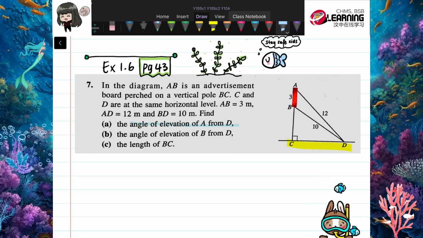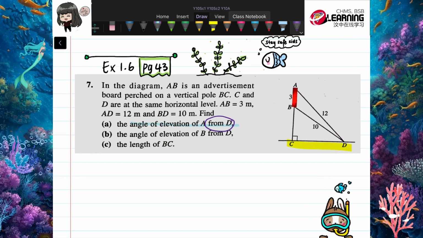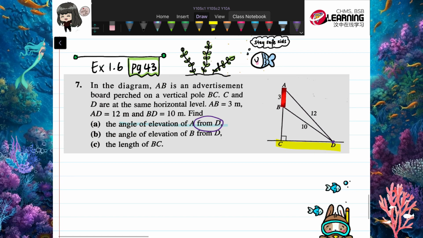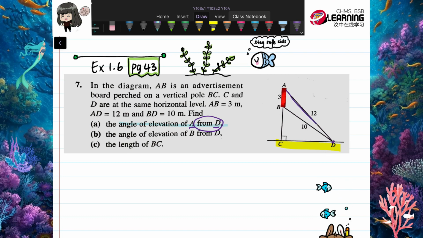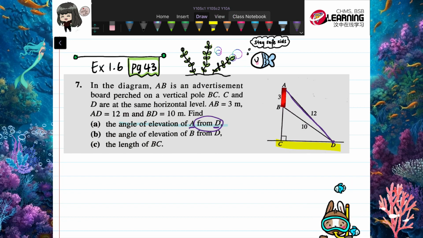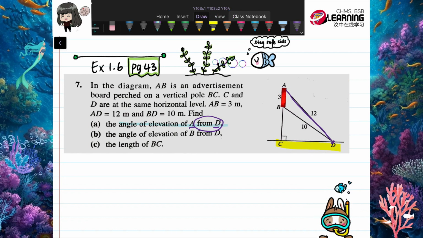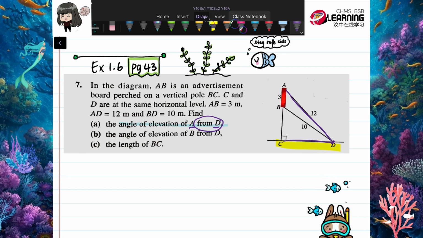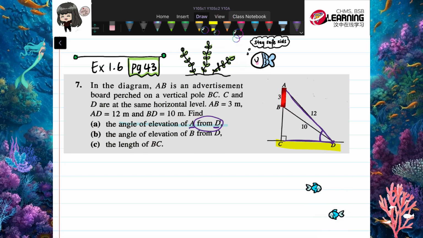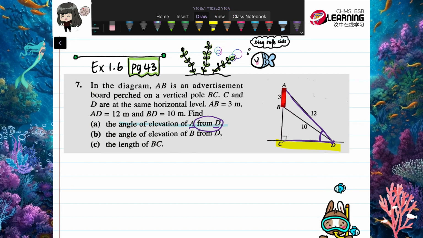So you look at the word from. From D means it's here, and the connecting line is AD. You're gonna draw this out, AD here, because this line is gonna tell you that the angle is from where to where. If it's from D, remember it's always from horizontal. This is a horizontal line of CD, and you're looking upwards to A. So this angle over here is the one that you want to find. This angle here, this whole thing.